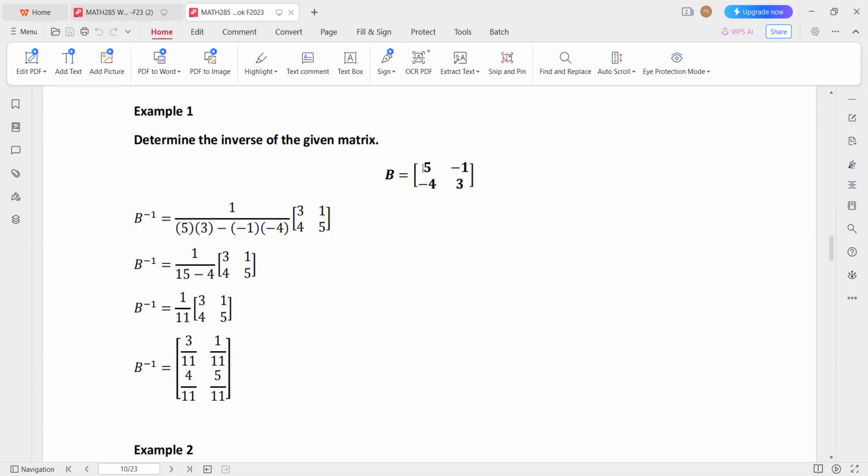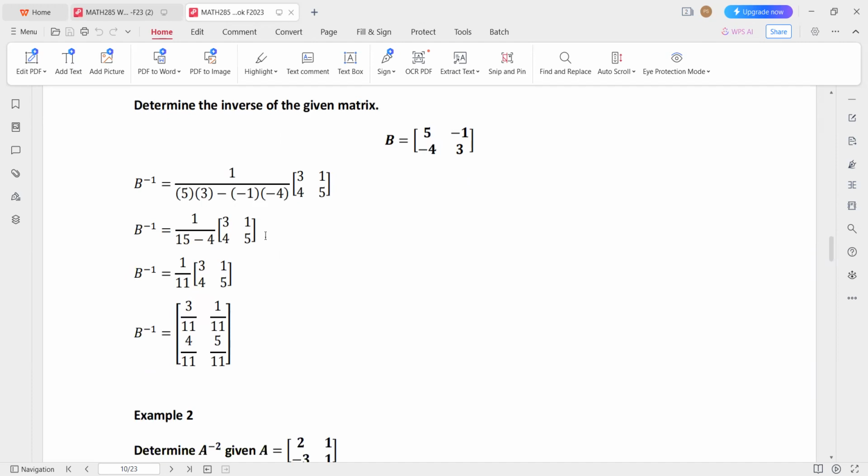So you interchange 5 and 3 and you negate the other side. If you interchange 5 and 3, you have 3, 5. If you negate minus 4, you have 4. If you negate minus 1, you have 1, which is why you have this here. So that's why I have 1 over 11 open bracket 3, 1, 4, 5. Then you bring them together. So you have 3 over 11, 1 over 11, 4 over 11, 5 over 11.